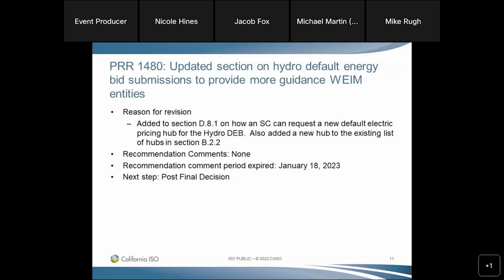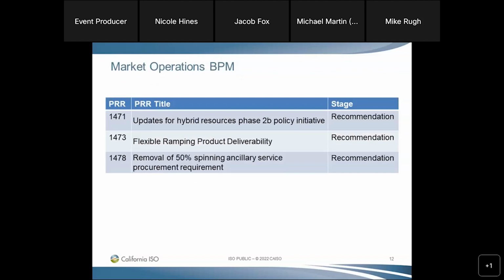Are there any questions over these recent PRRs? There are currently no questions in queue.